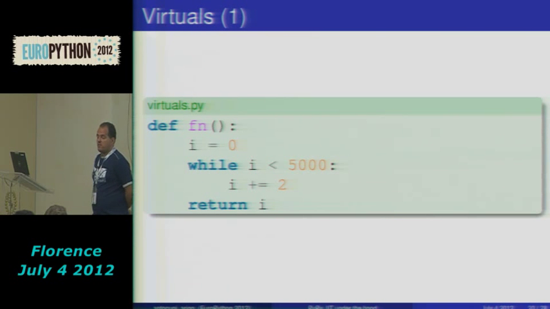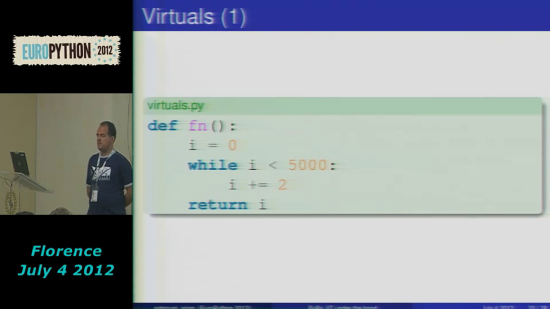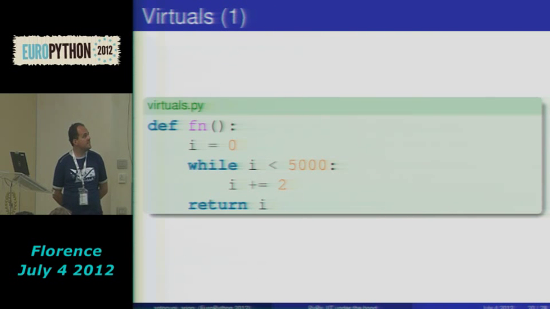Then virtuals. Virtuals is a very important optimization. And look at this new example, which is very different than the one before. And okay, what happens in Python? You know, in Python everything is an object. So 5,000 is an object, 2 is an object, and the result of i plus 2 is an object as well.